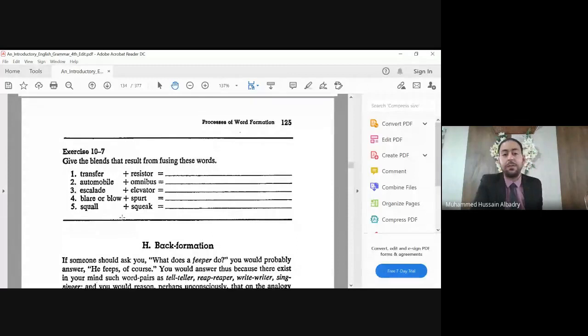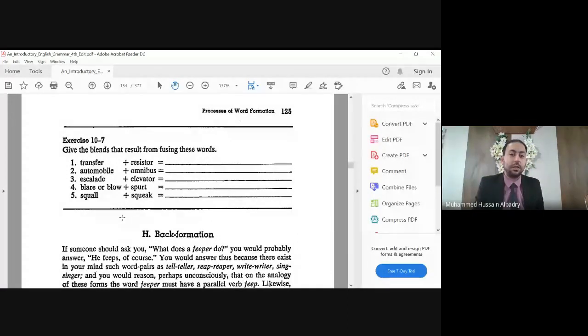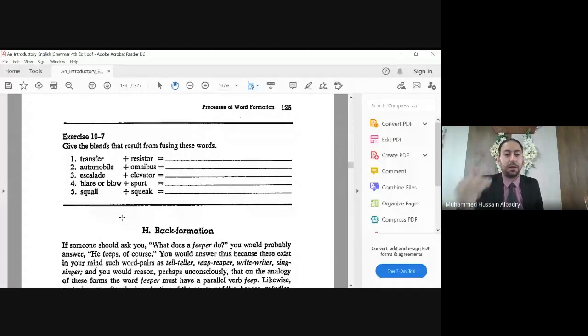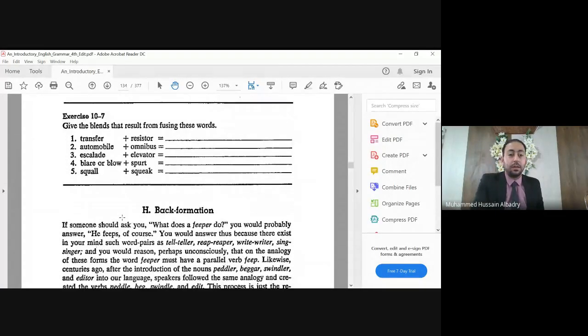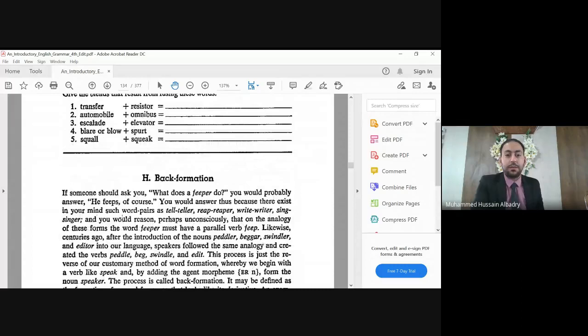Back formation, as if you take it back. From its name, back formation. If someone should ask you, what does a fever do? You would probably answer, he feeds. So you back it. What does the word, for example, teacher mean? You said a person who teaches, so teach. You back it here to the origin. He feeds, of course. You would answer thus because there exist in your mind such words as teller, reaper, writer, teach, teacher.